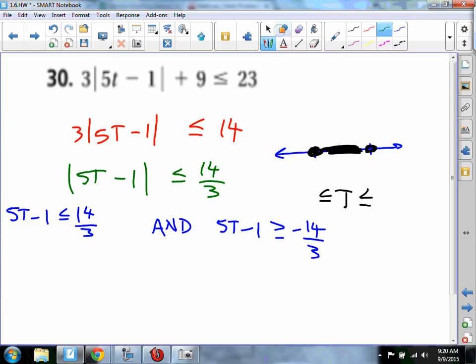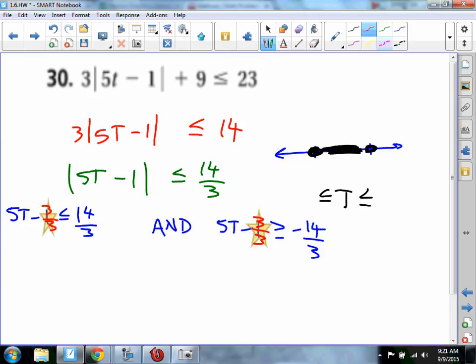And here's my conundrum. Here's my hang up. I can't add 1 to 14 thirds nicely. Who can read my mind and tell me how I'm going to rewrite 1? I need to write it in terms of thirds. So I'm going to turn that 1 into 3 thirds. Good, we got the right idea there.